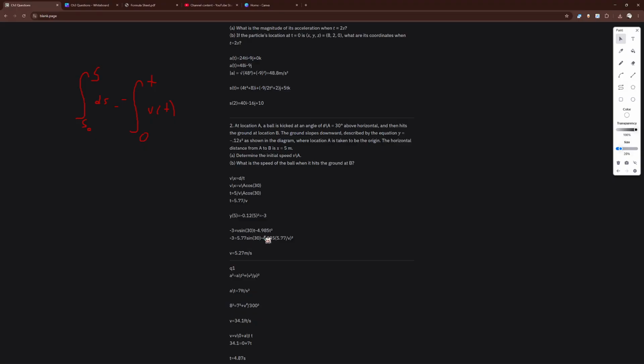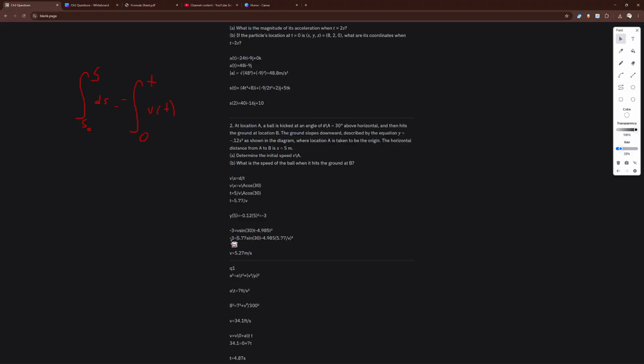is, so sine 30 is a half, 2.877. Yeah, that's half of 5.77. And then you're going to get 4.985 times 5.77 squared. That's like 5 times 25. So it's basically 125, but like more, like call it around 150 estimation, divide by v squared.